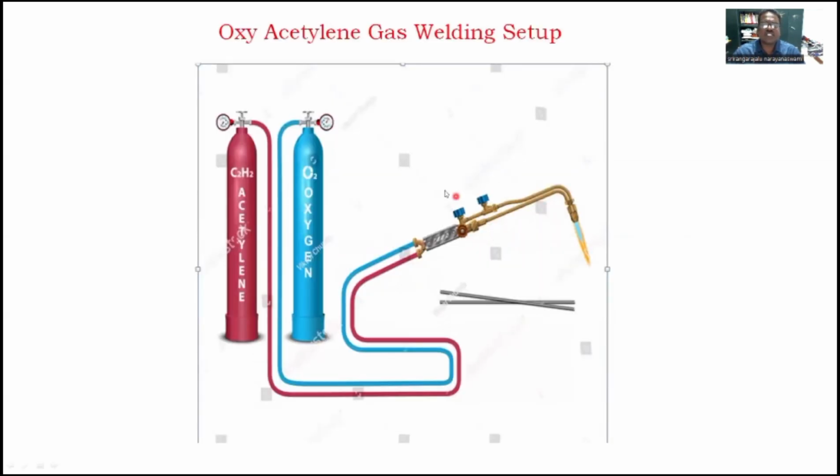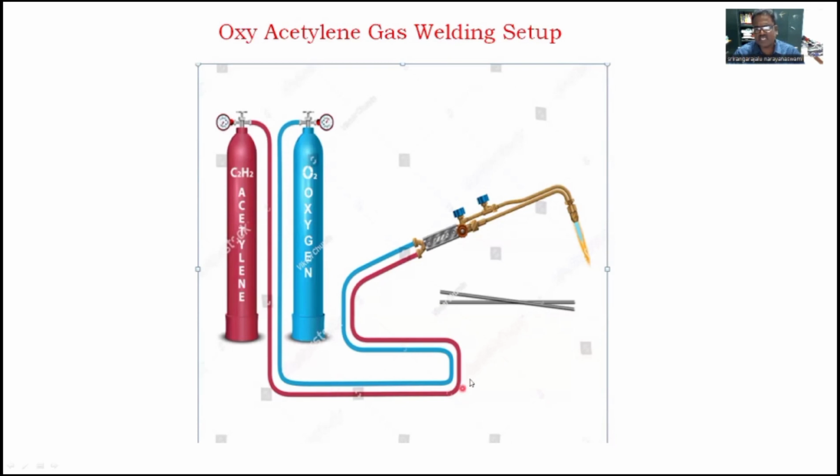Then the oxyacetylene gas welding setup will be like this. This is acetylene, the fuel gas, and this is oxygen. This is blue color, this is maroon color, and these hoses are provided. Here pressure gauges are provided, and we can read the inner pressure and outer pressure through these pressure gauges. And here there are valves. With the help of this valve, we can adjust the outlet pressure of the gas.